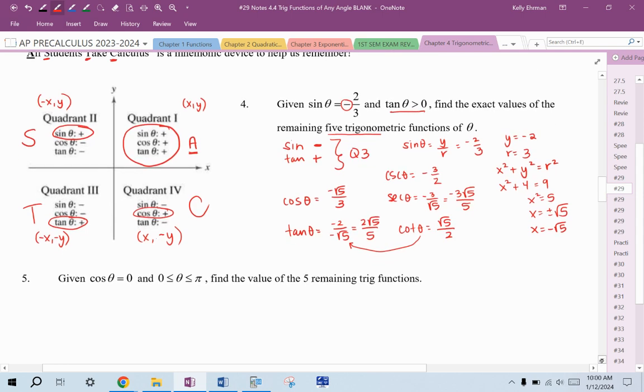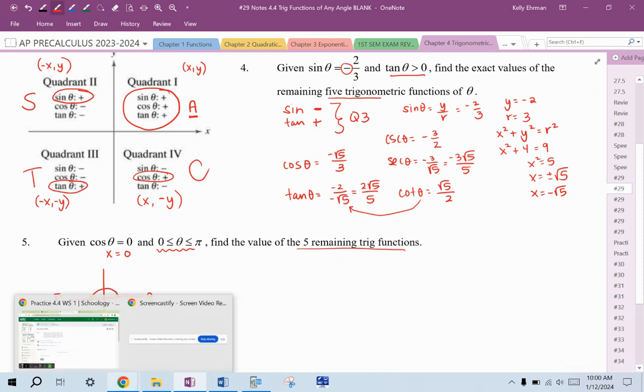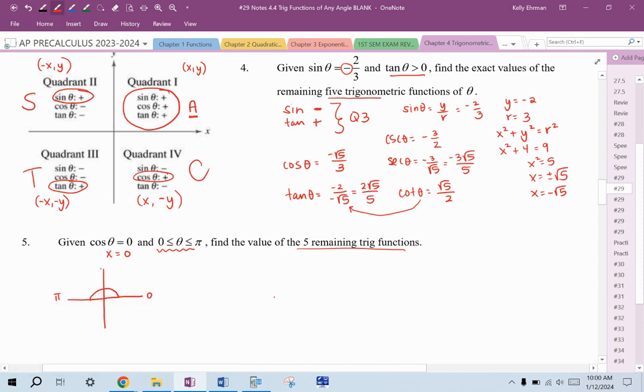All right, last type of problem for today. So again, you're given a trig function and some sort of other information, and we're supposed to find the 5 remaining trig functions. Now cosine of theta is equal to 0, so an x-coordinate has to be 0, and theta is somewhere between 0 and pi. So sketch that real quick. What does that mean? Theta is between 0 and pi, means theta is one of the angles in the top half of the circle. And we're thinking, okay, which one of these angles has an x-coordinate of 0? X-coordinate of 0 means you don't move right or left. You've got to be at the top of the circle, which does have 0, 1 as its coordinate.